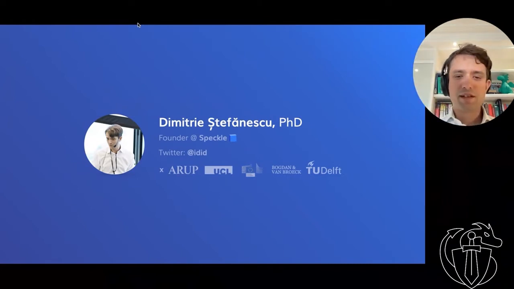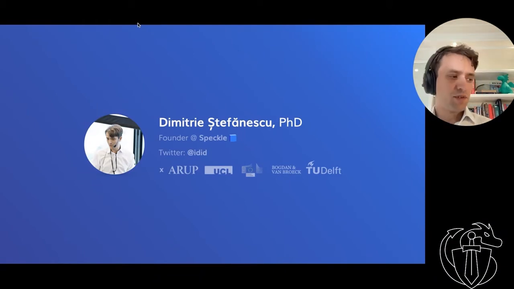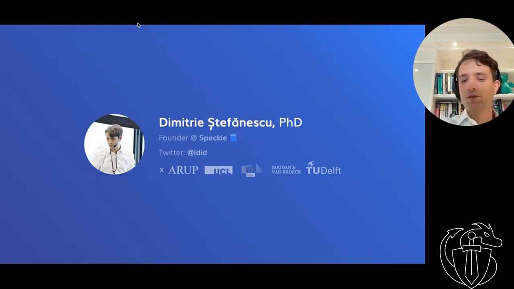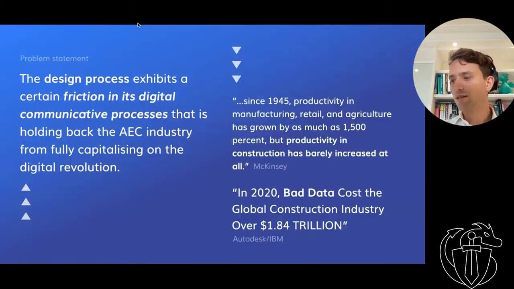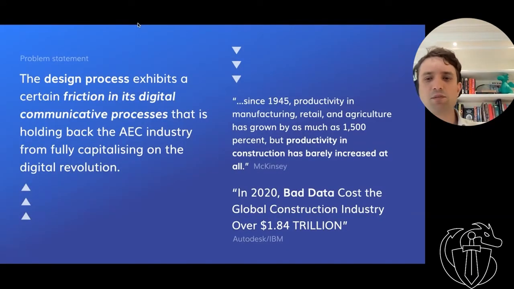Nevertheless, I was lucky enough, a few years back, to grab a stint as a Marie Curie research fellow at UCL that allowed me to investigate digital design communication, which, amongst other things, does include interoperability. And in a sense, Speckle is the result of that research. It's also a means through which I was able to poke a bit at the industry and find out what this problem actually was.